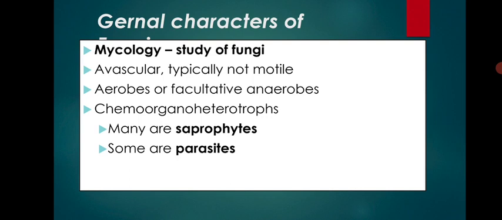There are some 5,100 genera and more than 250,000 species of fungi. The study of fungi is known as mycology. They are avascular, typically non-motile. They are facultative anaerobes with an organoheterotrophic mode of nutrition, and may be saprophytes, which obtain food from dead material, or some are parasites, which remain attached to another organism to obtain food.